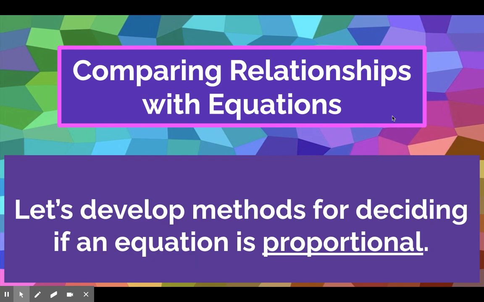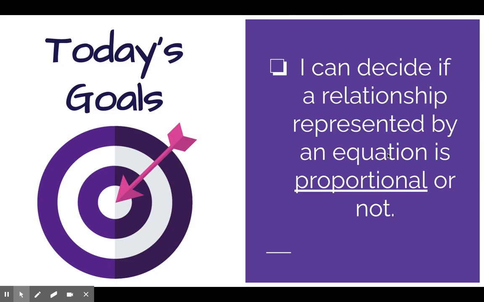So moving right along to comparing relationships with equations, we're going to develop methods for deciding if an equation is proportional. Remember, yesterday we talked about if a table is proportional, we can figure that out by dividing the second column by the first column. But now we want to know, how can we determine that with an equation? So today, our goal is simply, can I decide if a relationship represented by an equation is proportional or not? So that is our goal for today.